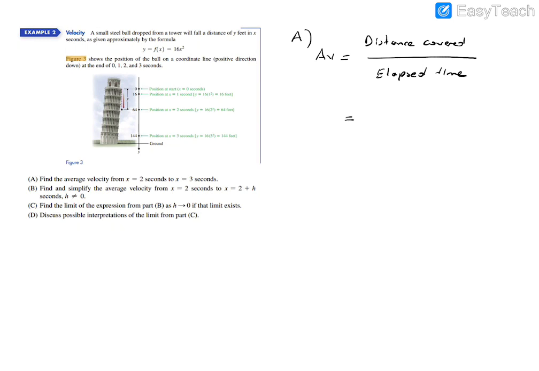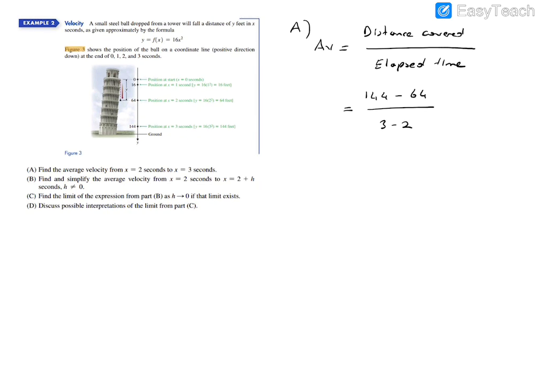So which equals from 2 to 3. When x equals 2, this is 64. But first we should calculate it when x equals 3. When x equals 3, this is 144. So 144 minus 64 over 3 minus 2. Maybe we can emphasize this is f of 3, that is f of 2. So this is the average rate of change of the function f from 2 to 3.